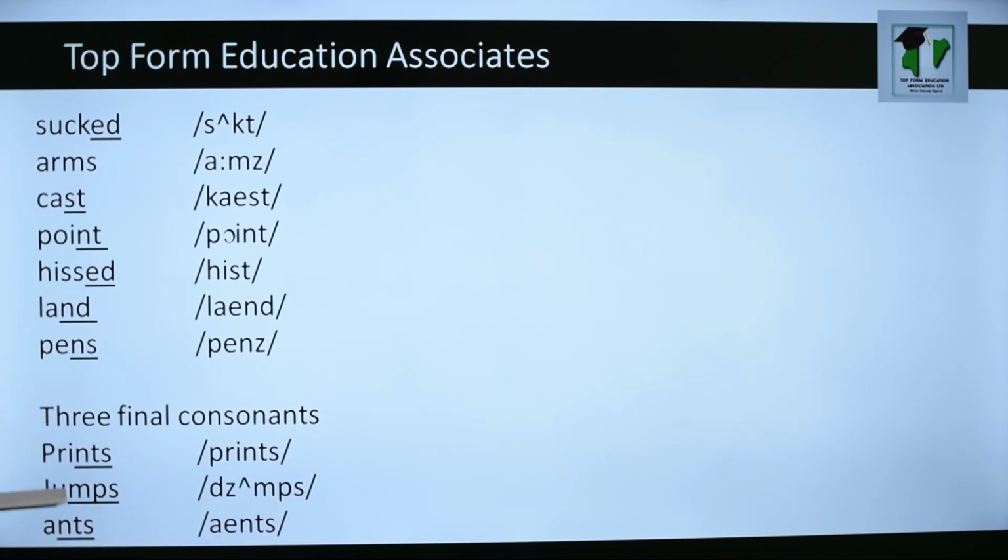The next is three final consonants. We have N, T, S in prints. N, T, S. Three of them. Then we have jumps. M, P, S. Jumps. Then we have ants. Just A is a vowel sound there. Then N, T, S is nuts. Ants. Nuts.